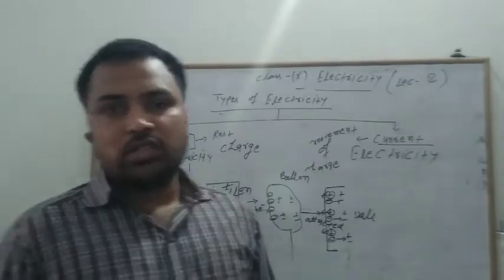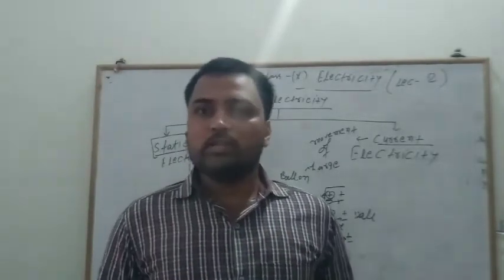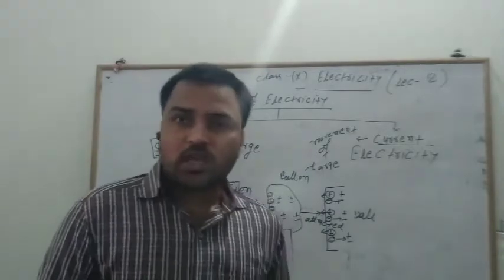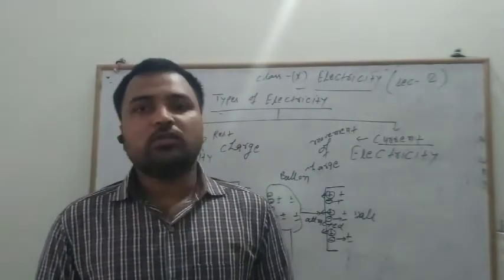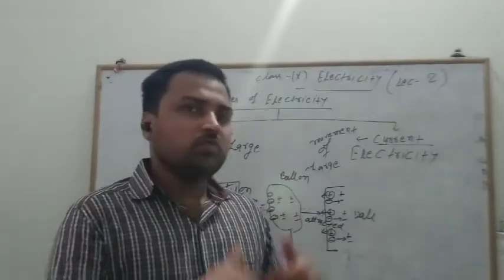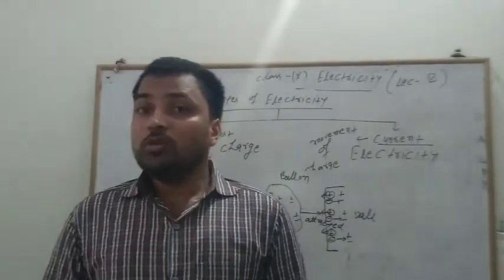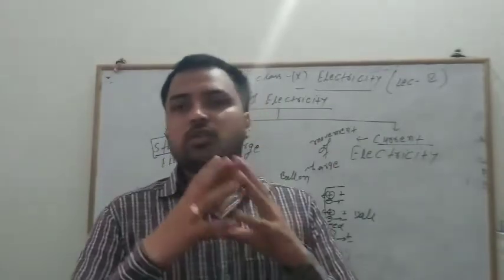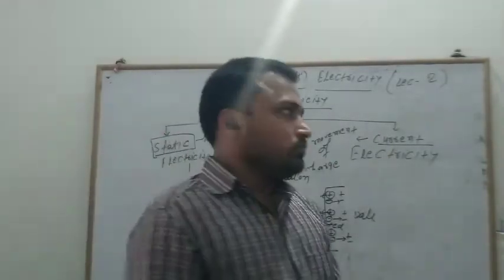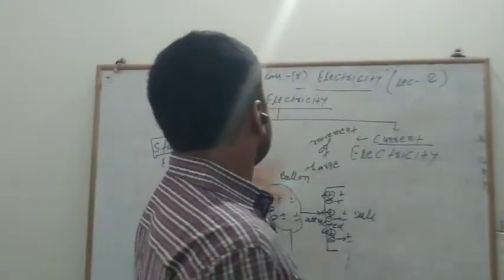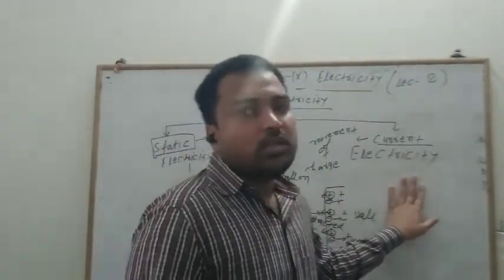So current electricity always occurs due to movement of charge, and static electricity always occurs due to charge at rest, due to transfer of charge. Here we studied the types of electricity: static electricity and current electricity.